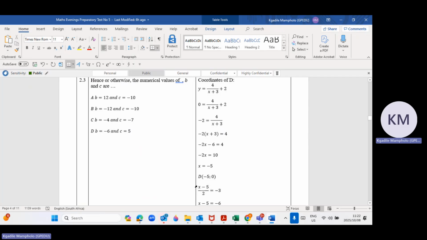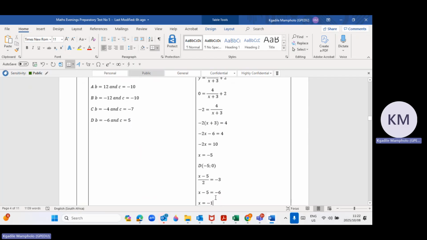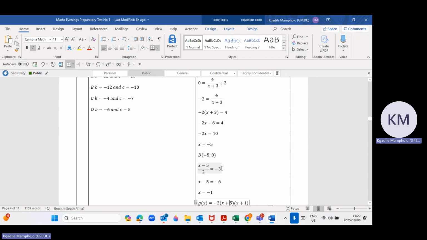Remember, this x is x of E, which we don't know. -5 is x of D over 2. We are using a midpoint formula. That midpoint, we know it, which is -3. -3, remember, is the axis of symmetry. Then you cross multiply, then you have -6. Then x will be -1.